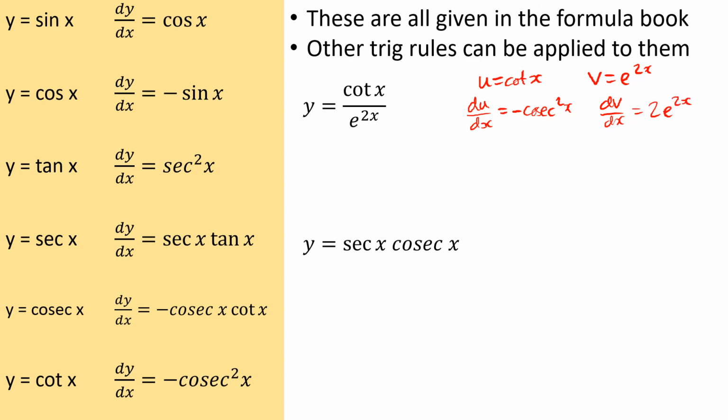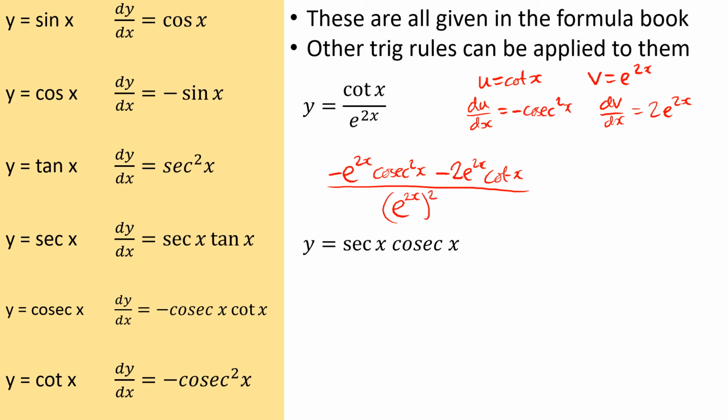That's the exponential shortcut. Now, I want to use quotient rule, so we're going to have v du on the top, so that's minus e to the 2x cosec squared x minus u dv, so minus 2e to the 2x cot x. Doesn't look like it. I mean, you could take out a factor of minus e to the 2x, but I don't feel like it's going to make anything nicer. And then on the bottom, we'd have e to the 2x squared.